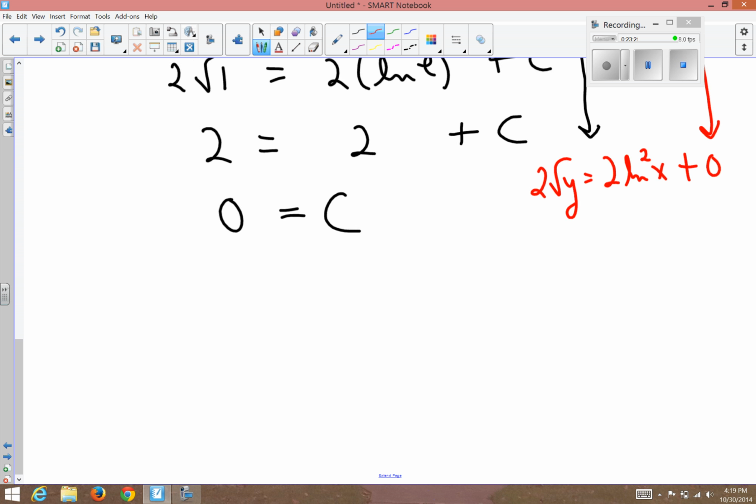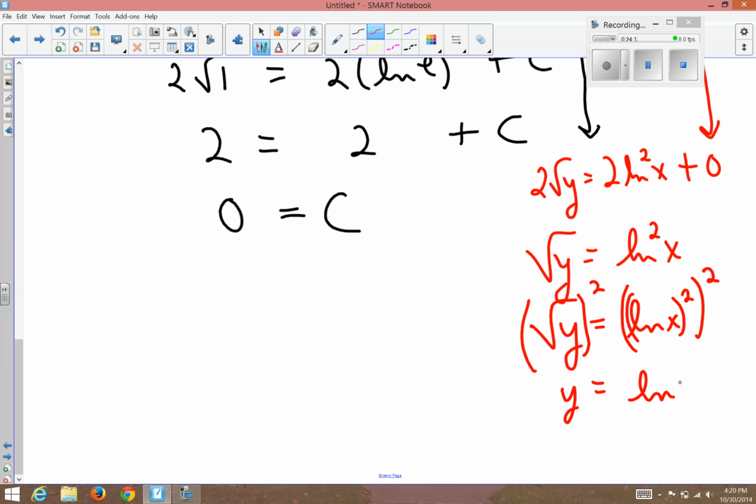There's only one more thing to do. We need y all by itself. So we square both sides. Here's the left side. Here's the right side, which I'm turning back into the other form. I just rewrote that. I'm saying square both sides. Because the square root of y squared is just y. The other side ends up being the natural log of x to the 4th. I think we're done.